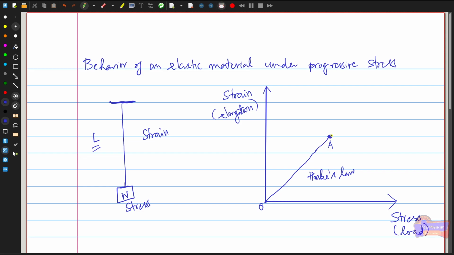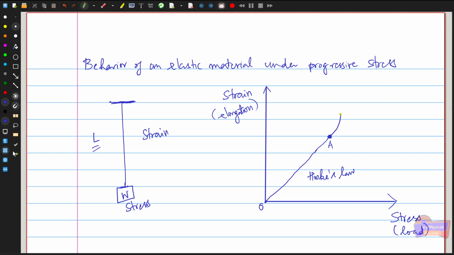Suppose you stop adding weight and unload the weight from the wire. Then compression happens in the same wire. Whenever you remove the weight, the material regains its original length, up to this point. But if you keep on increasing the weight, the relation between stress and strain is not going to be linear.